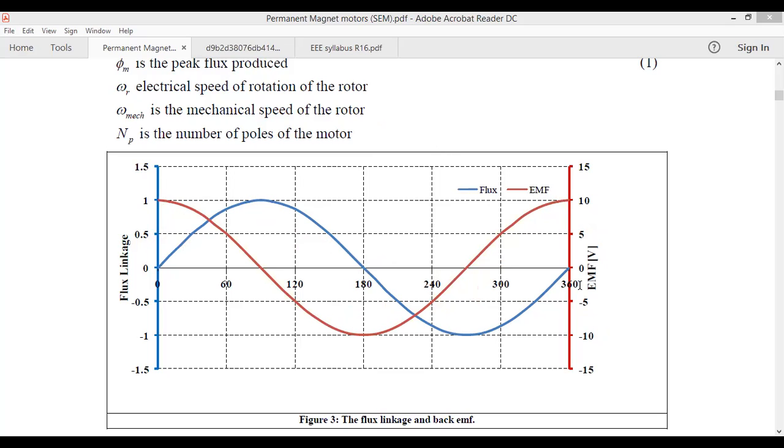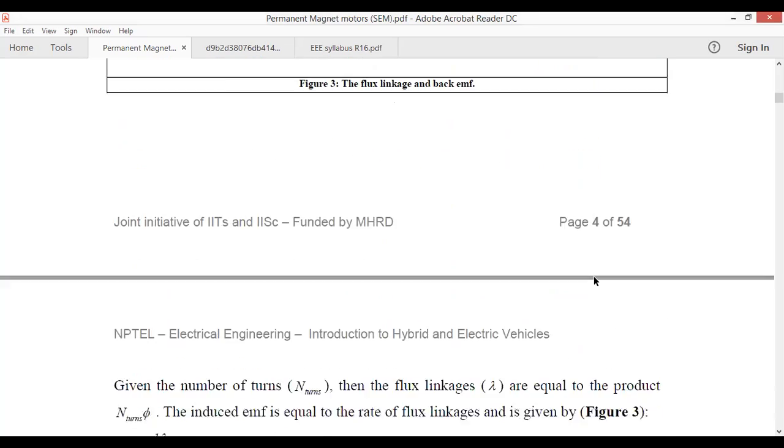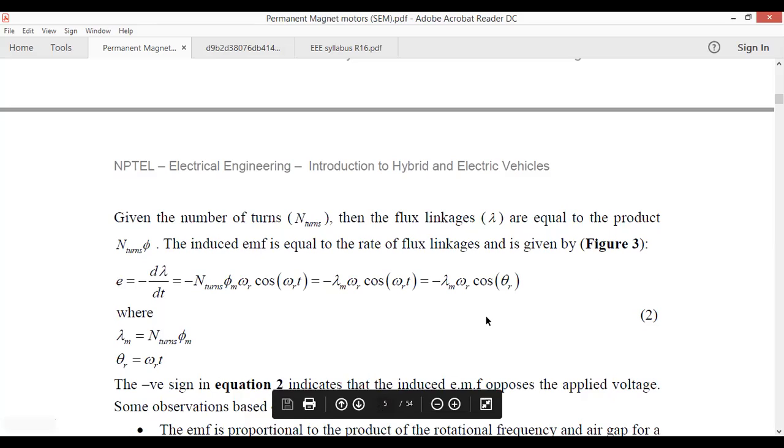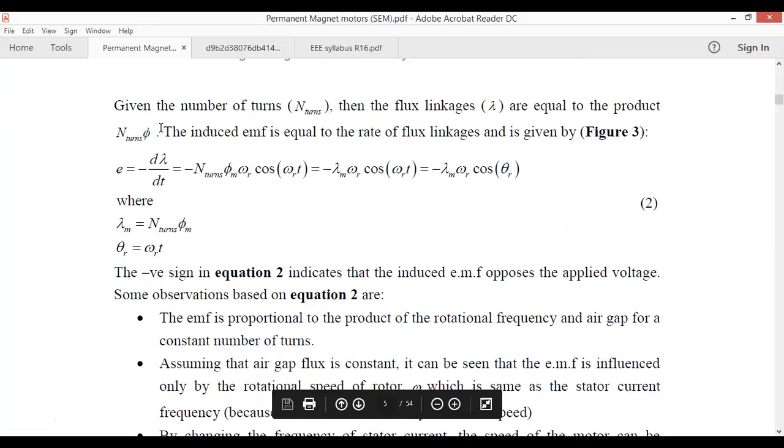Next one, if you observe the number of turns, think about how the EMF can be produced. The number of turns and the flux linkages lambda are equal to the product of n and phi. The induced EMF is equal to the rate of change of flux linkages, given by E is equal to minus d lambda by dt, which equals minus n times phi m omega. We substitute lambda with the value of n phi.